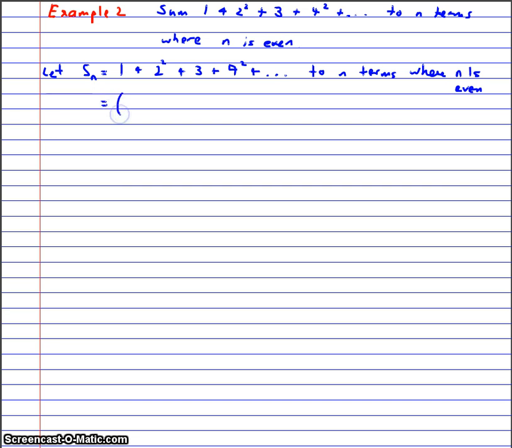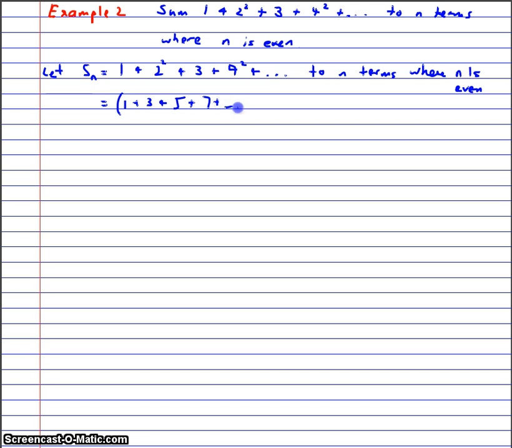So I'm just going to put in parentheses there our first series. So in other words, the collection of terms without the squared parts. So it'll be 1 plus 3 plus 5 and so on.